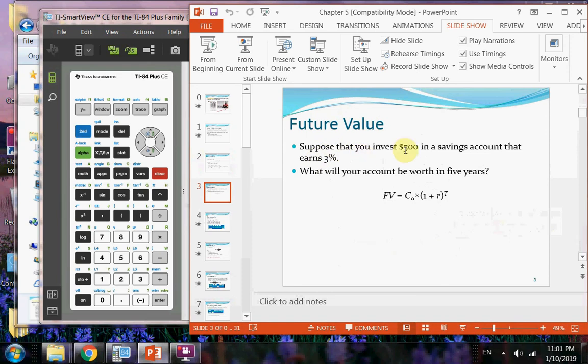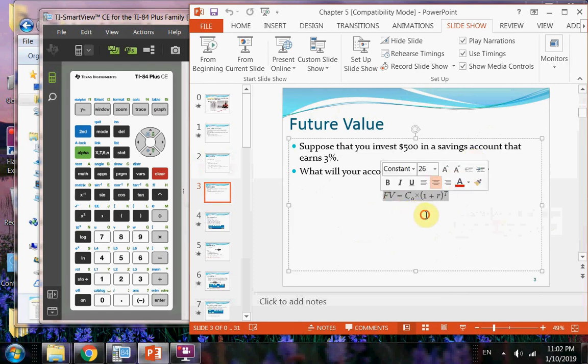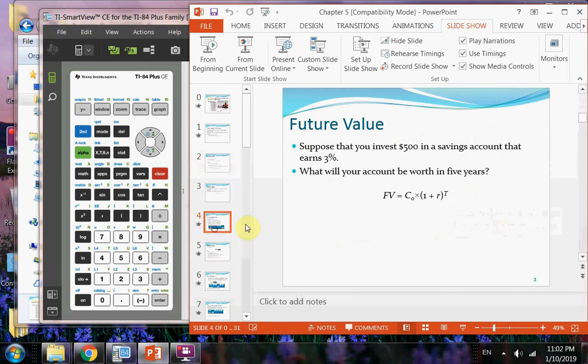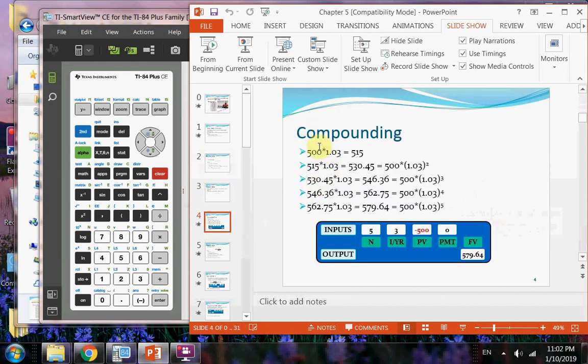Suppose that you are investing $500 in a savings account that earns 3%, and what will the account be worth in 5 years? When you use that formula, the $500 is your cash today, 3% is the interest rate, and the T is 5. That's how much you are going to have.